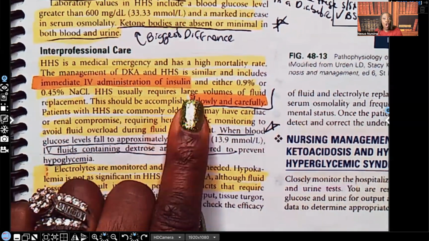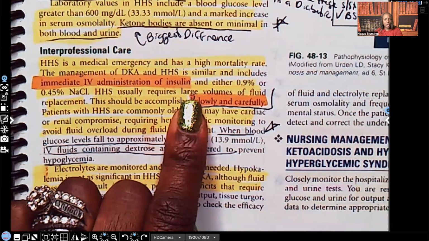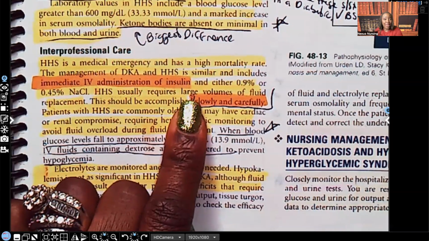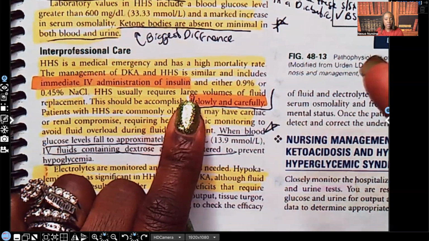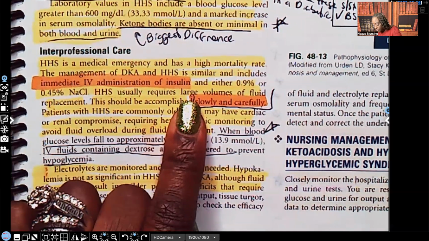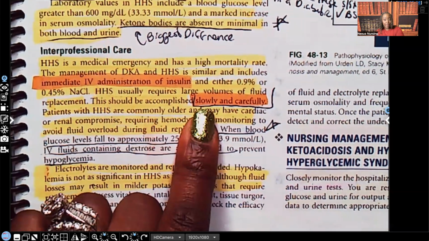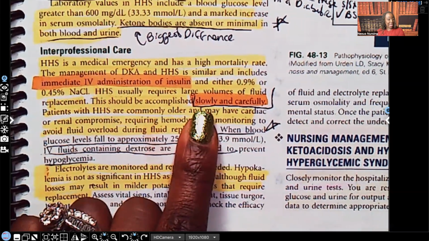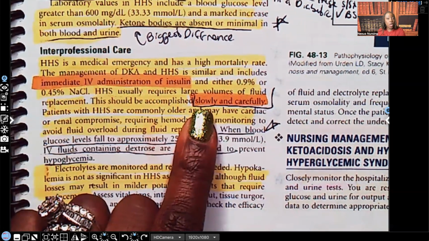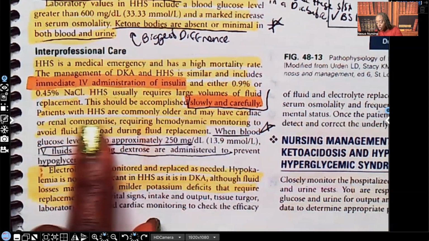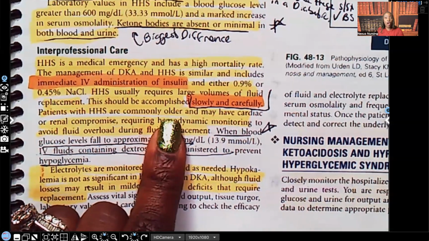HHS usually requires large volumes of fluid replacement. And we know that because we know one of those triggering factors was that patient just having a history of not drinking enough fluids, or risk factor, someone who doesn't drink enough fluids, such as the older person with diabetes. This should be accomplished, look at this, slowly and carefully. Our HHS patients, how are we giving them the fluids? Slowly. Patients with HHS are commonly older. They can't handle fluids hard and fast.